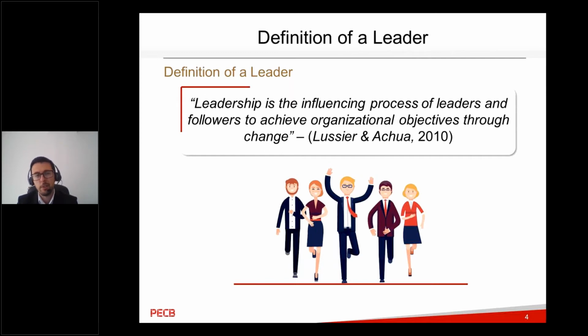So leadership in itself is the influencing process of leaders and followers to achieve organizational objectives through change. As you can see, we are talking about a process that is two-way in itself. It is not only the leaders that will influence their followers, but it is something that goes both ways. And we will discuss this in depth in just a bit.